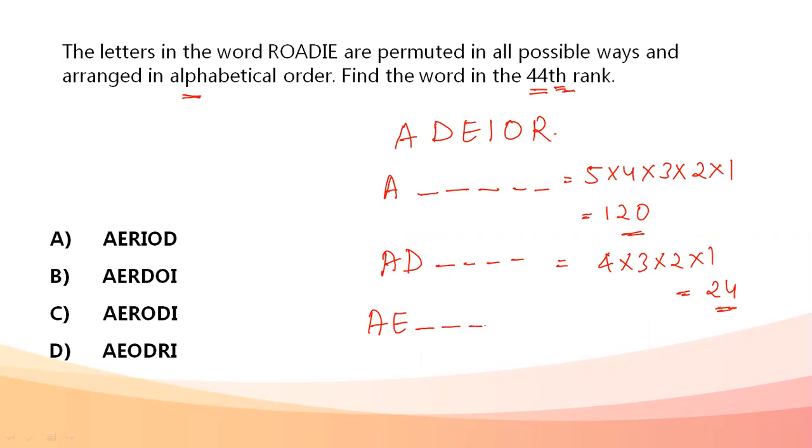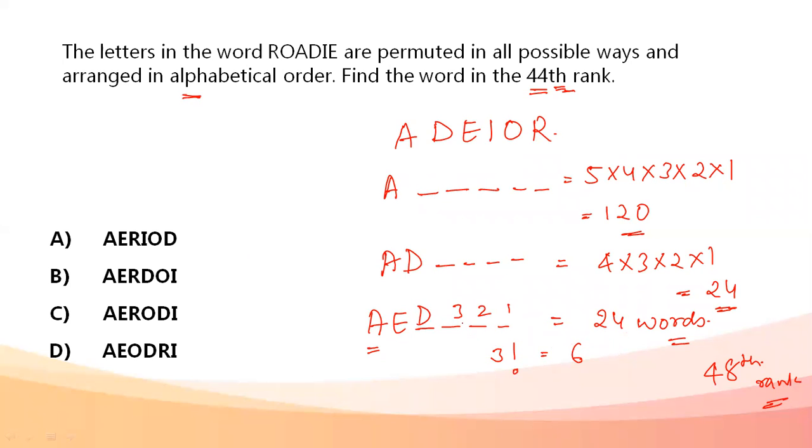If I do it for AE, again the next 24 words after AD are going to be filled up with AE. So that is until the 48th rank it is going to be AE. So 44 falls within this range, and I know the first two letters are going to be AE. Now let's do the letter arrangement in alphabetical order. After E, if E is fixed here, let's put D next. If I put D here, the three places can be filled in 3 factorial ways, which is 3 into 2 into 1, that is 6.